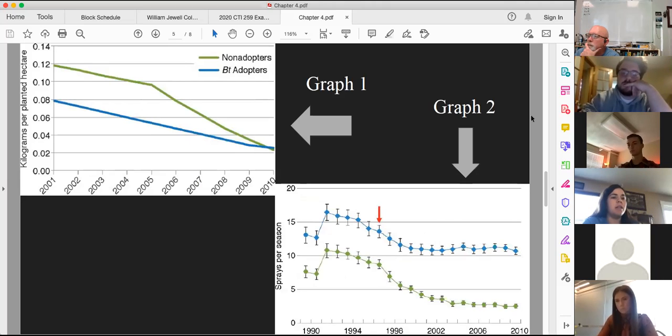Okay. Graph 1 is identifying the usage of insecticide by the BT adopters and non-adopters. The BT adopters would obviously be using the seeds that were genetically engineered for the corn or the cotton, and the non-adopters are just not using the BT seeds.